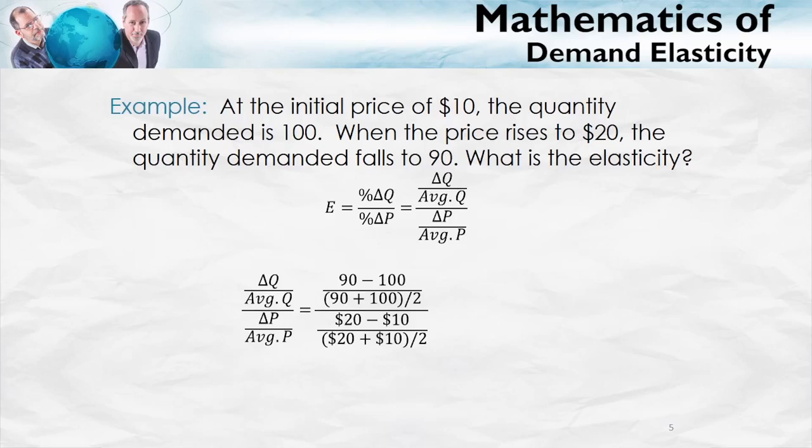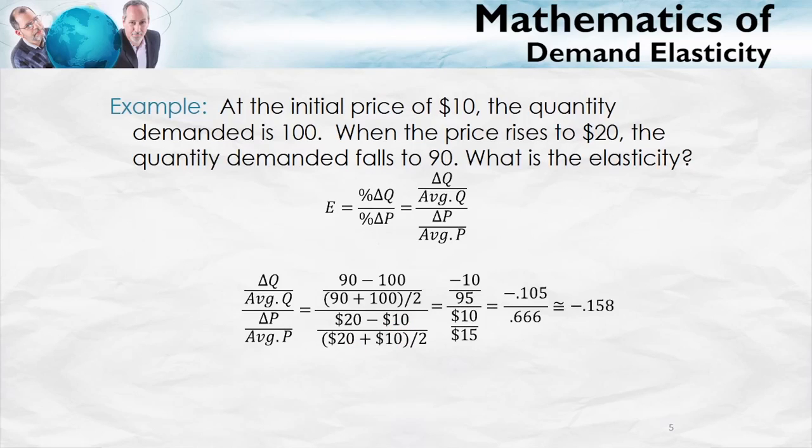And then on the bottom, the only trick here is always write it in the same order. So if you put the 90 here, then make sure you put the 20, the price which is associated with that quantity, started off the same way. So always just keep it in the same order. So on the bottom, then we have the price after, which is 20, minus the price before, which is 10, divided by the average price.